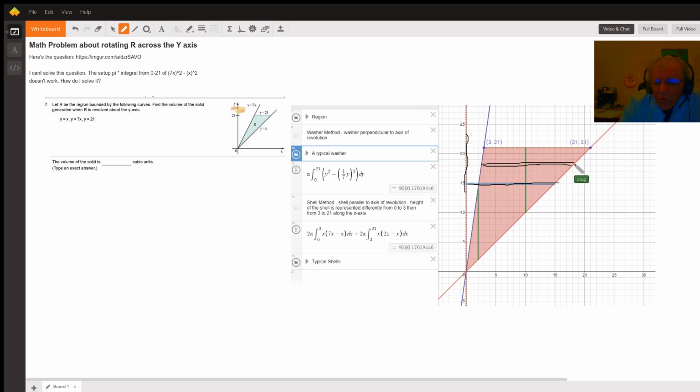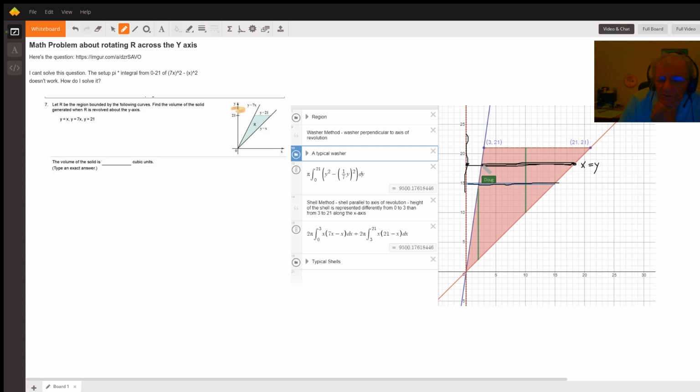And so the outer radius squared is the distance from the axis of revolution out to this point right here. But that's an x distance, a horizontal distance, so we have to solve for x in terms of y. Since this is the line y equals x, y is the outer radius.